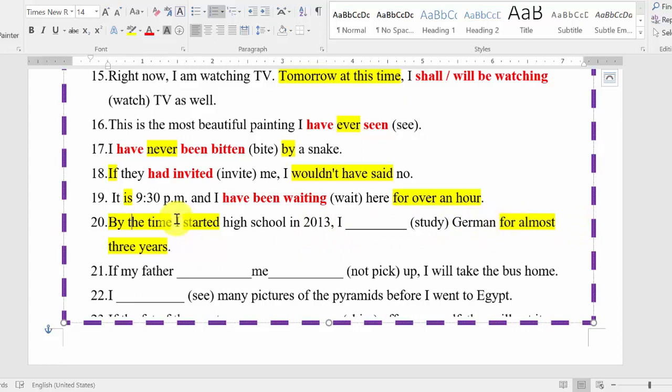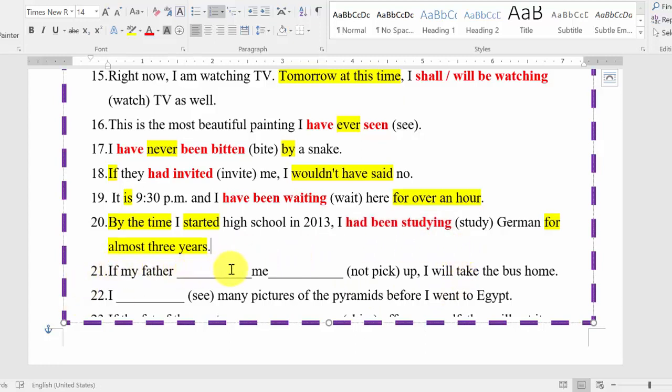It has been so many years. Okay, it had been so many years. You have a duration. So this person had been studying German for some time until started high school, until another action. Okay, so your answer should be past perfect continuous tense, had been studying. Past perfect continuous tense format: had been, verb-ing. The first action has lasted for some time until the second action in past tense started. Okay, so had been studying.